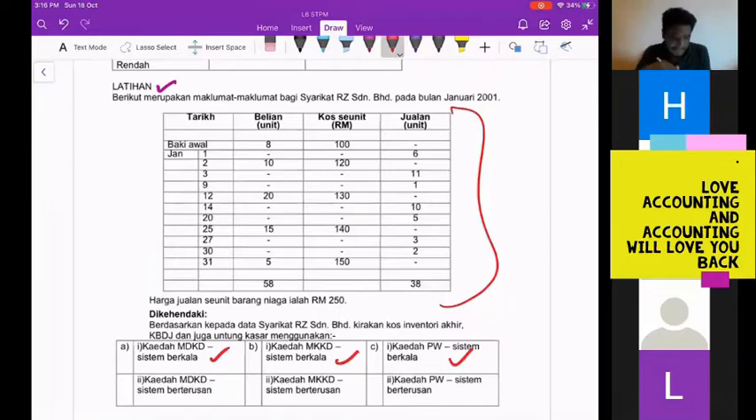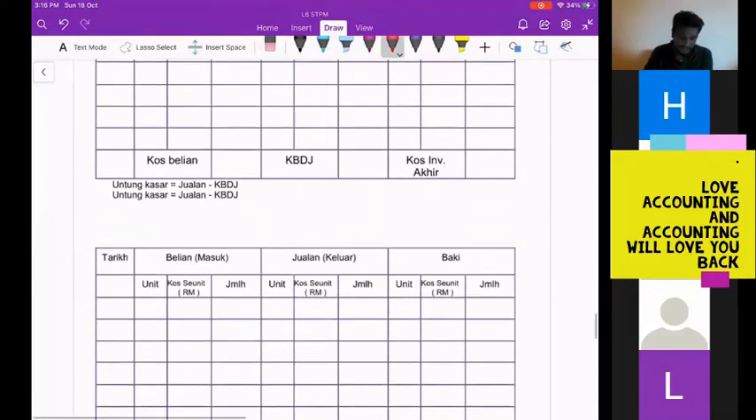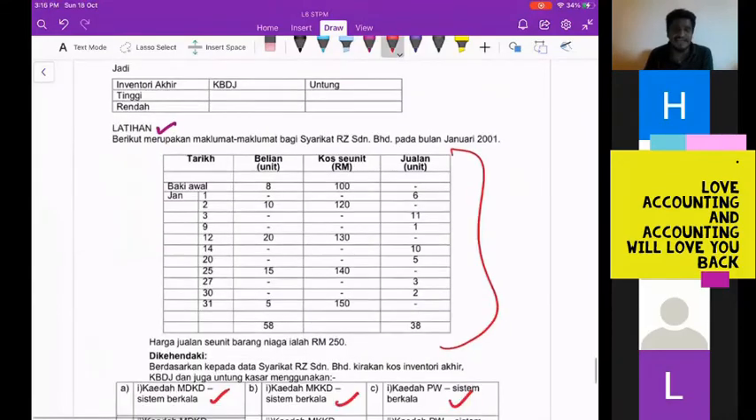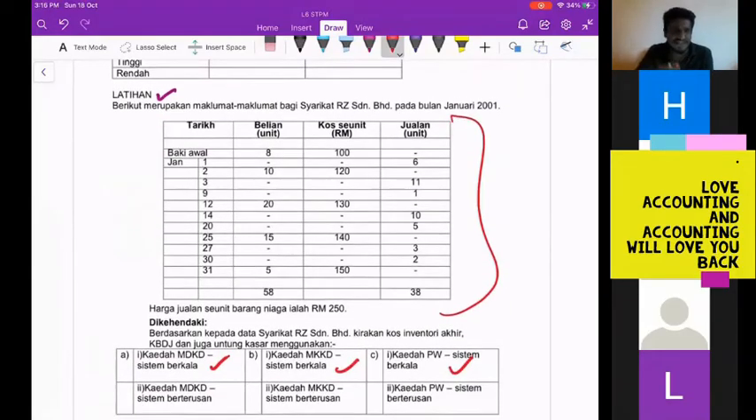The table later, you need to do kaedah berterusan also. For the table of this, I will give you after this class. After this class, I'll send it in the group. You do it in pencil. Next week, we will discuss the answer. But you do it in pencil first. I will give you the table to do this latihan.